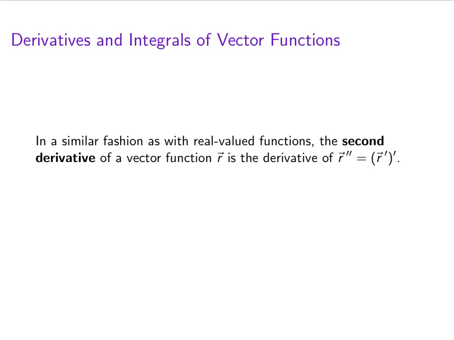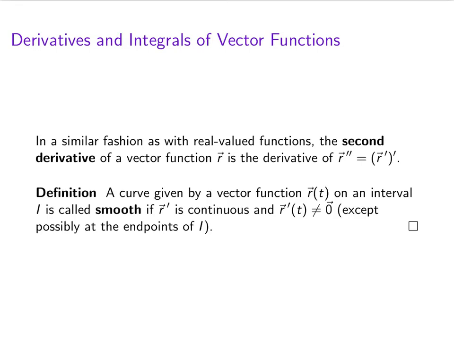Hello, calculus fans! In a very similar way as we did in one variable calculus, we can compute second derivatives of vector functions. So r double prime is just the derivative of r prime. And we're going to make a definition that a curve that's given by a vector function r of t on an interval I is called smooth if r prime is continuous and r prime of t is never equal to the zero vector. Except we'll allow that at the endpoints of the interval.